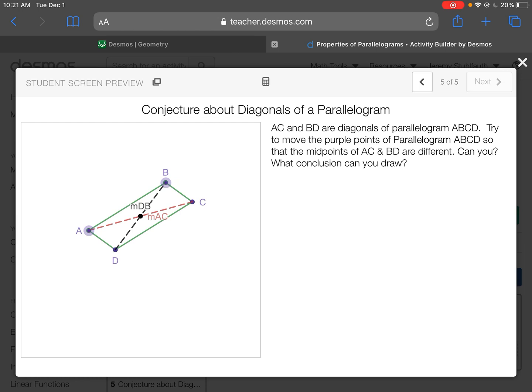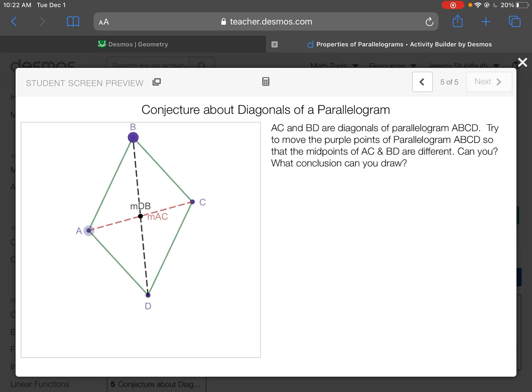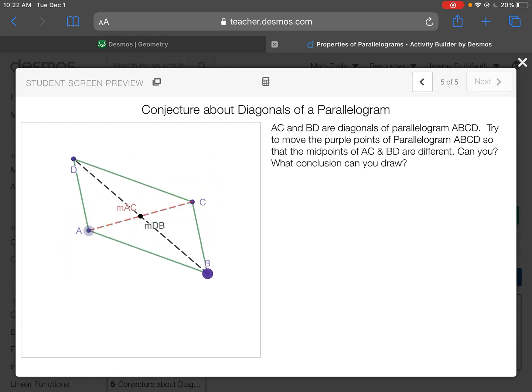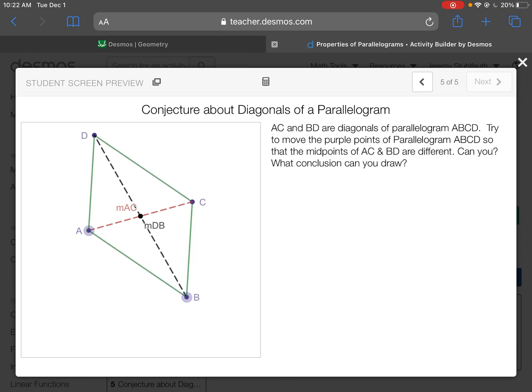And what I want you to do is see, do the two diagonals always intersect at the midpoints of each other? There, they intersect at the midpoints. So if that black dot in the middle is the midpoint, that means AC is bisected, and that means BD is bisected. Let's look at this one. Make a different one. Again, you'll notice that the black point in the middle is the midpoint of DB and the midpoint of AC.